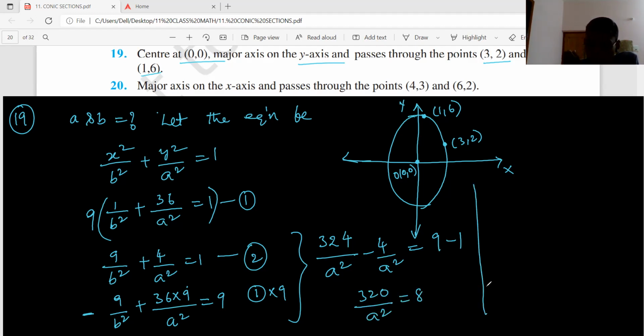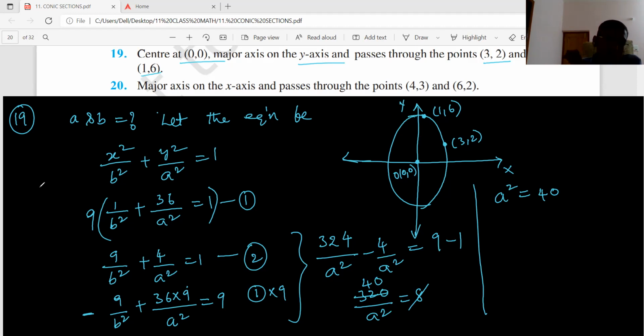So like this, you can get it easily. Now a square equals 320 divided by 8, which is 40. If you substitute a square equal to 40 here, then you get the b square value, because you need a square and b square only.